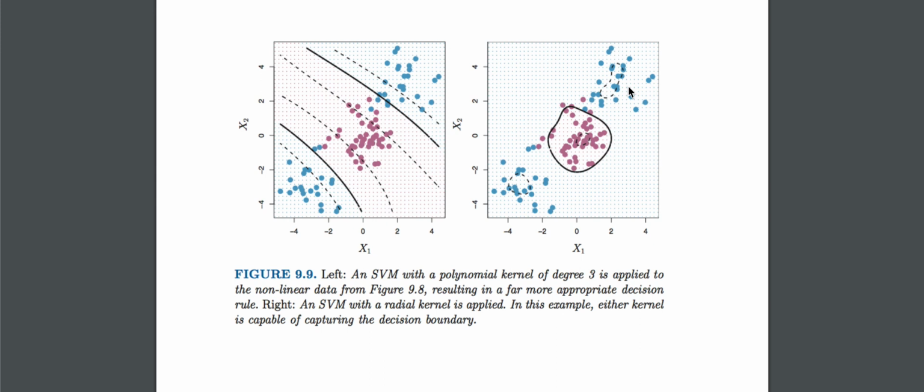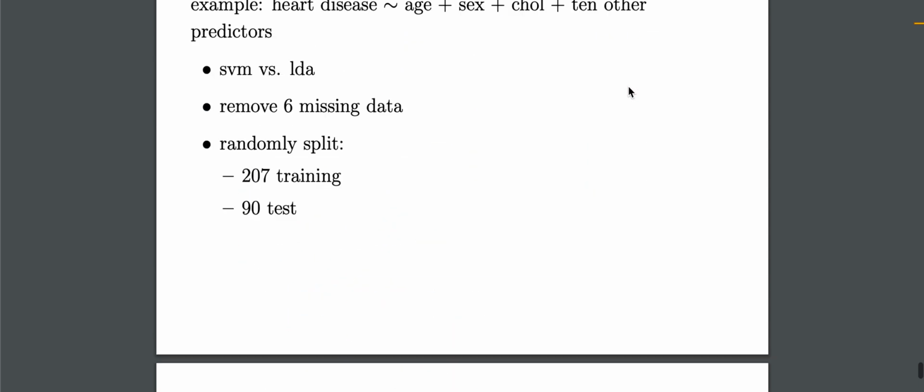So what's the advantage of using a kernel rather than simply enlarging the feature space using functions of the original features? Well, the major advantage is computational, because the enlarged feature space might actually be very high dimensional. In fact, it can be infinite dimensional.